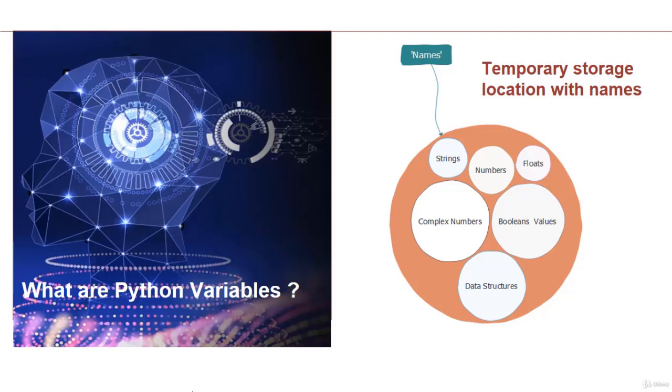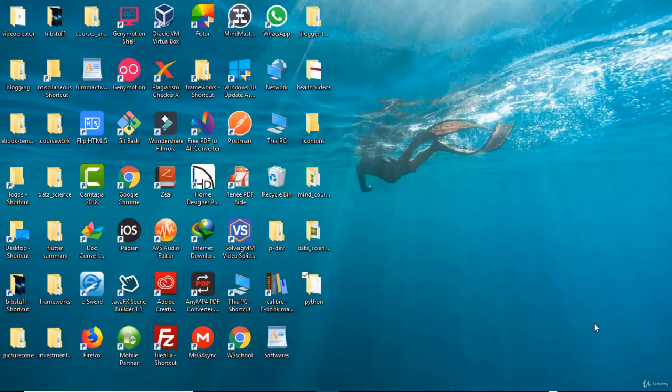So, the same case is with variables. With variables, you can store different data types. For example, strings, numbers, floats, complex numbers, Boolean values, and even data structures. And then you can reference these values by using the variable name. As we have just seen, variables in Python programming are simply temporary storage locations. So let us learn how to work with variables.